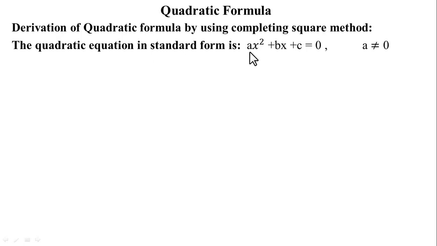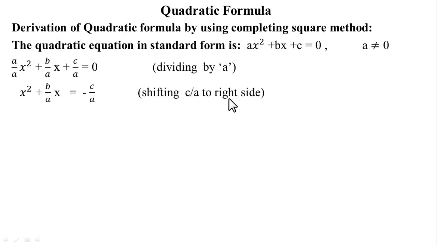By the completing square method, we use the quadratic equation in standard form ax square plus bx plus c is equal to 0, where a is not equal to 0. In the completing square method, we need the coefficient of x square to be 1. So we divide the complete equation by a. Now ax square by a plus b upon a x plus c upon a is equal to 0. Here a is cancelled out by a, and we shift c upon a as a constant term to the other side. So shifting c upon a to the right side, the equation becomes x square plus b upon a x is equal to minus c upon a.